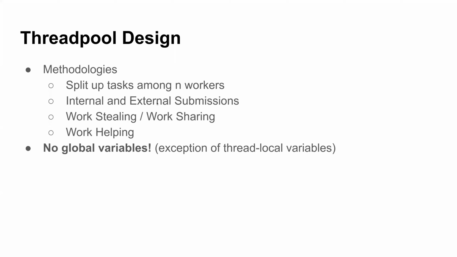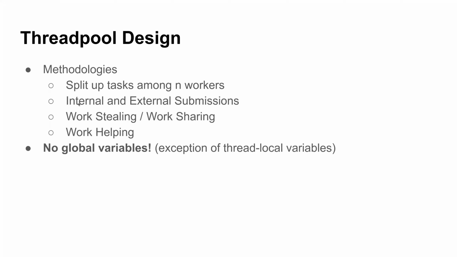We have internal and external submissions. The difference between that is an external submission is a submission from the client code. For instance, maybe we have a merge sort program that uses the thread pool library. And when it calls thread pool submit to submit a task, that's known as an external submission, whenever the client is making a submission. And those are put into the global queue.